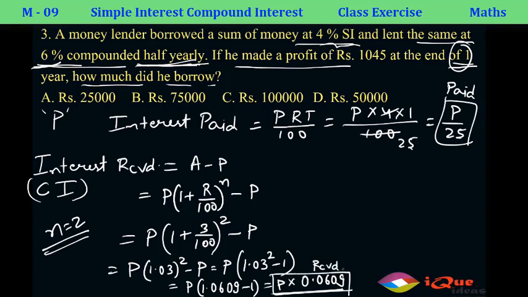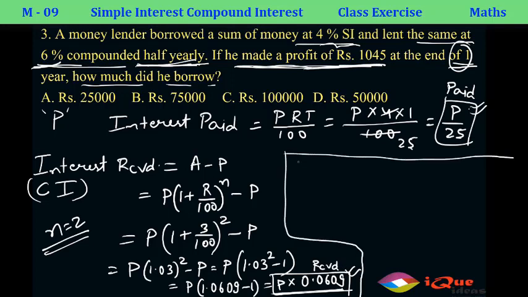Now, we have already calculated the received interest and the paid interest. Now, whatever is the difference will be his either earning or the loss. In this case, it says there is a profit of 1045. That means the interest received has to be more than the interest paid. I'll write it here. Received interest has to be more than paid interest. Then only there is going to be a profit. You can think yourself, right?